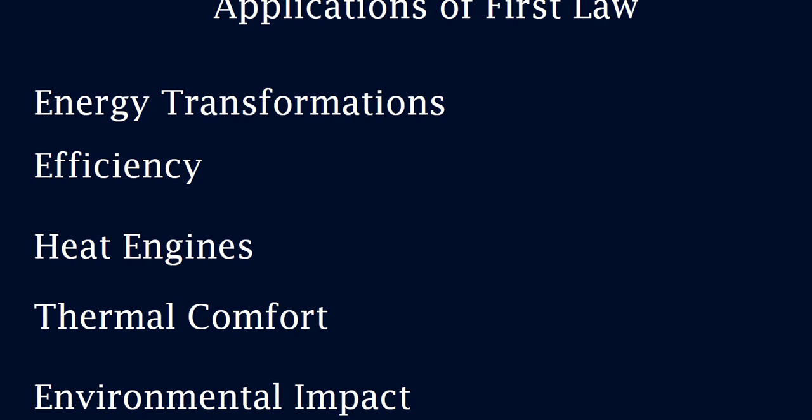Efficiency. Understanding the first law helps engineers design more efficient systems by carefully considering how energy is transferred and utilized within the system. They can minimize waste and maximize useful work output. Heat engine. The first law is fundamental in the study of heat engines, which are devices that convert heat energy into mechanical work. Engines like car engines and steam turbines operate based on the principles outlined in the first law.